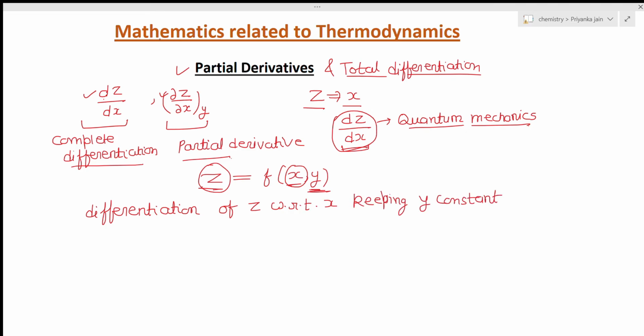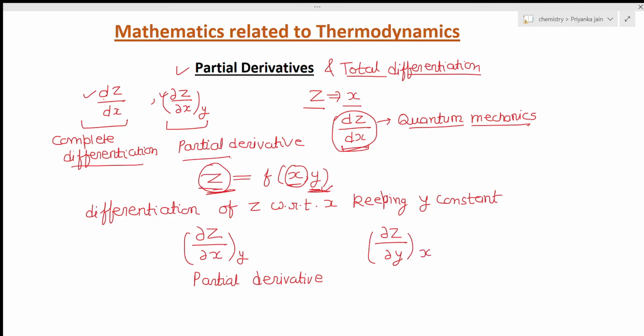Then how can we write it? We will write it in this manner. This symbol is called del. Del z upon del x, and outside the bracket we will write y. It means y is kept constant. So this is called partial differentiation and this term is called the partial derivative. Similarly, we can do the differentiation of z with respect to y, keeping x constant. That can be written as del z upon del y at constant x. Both of these terms are called the partial derivatives.